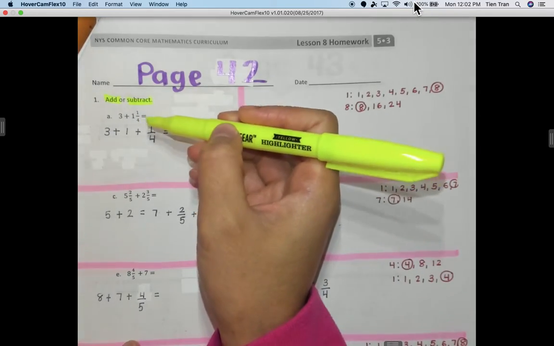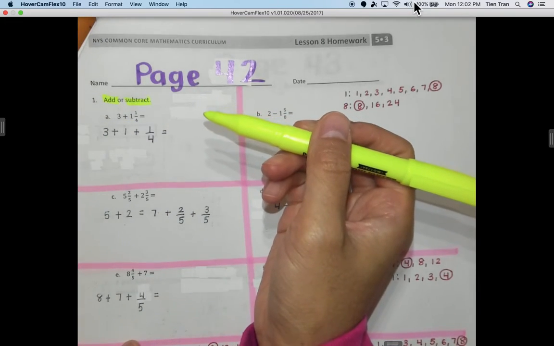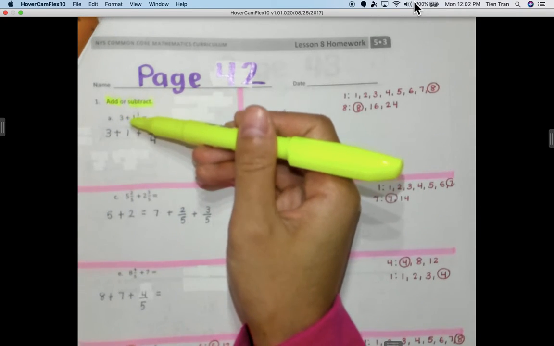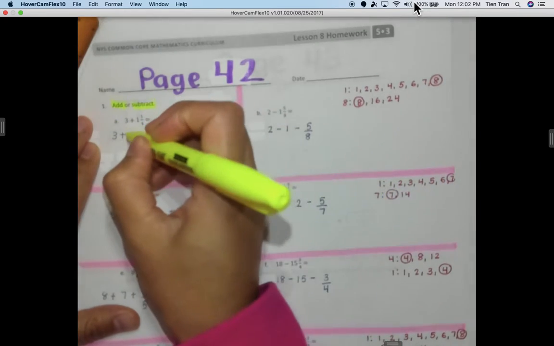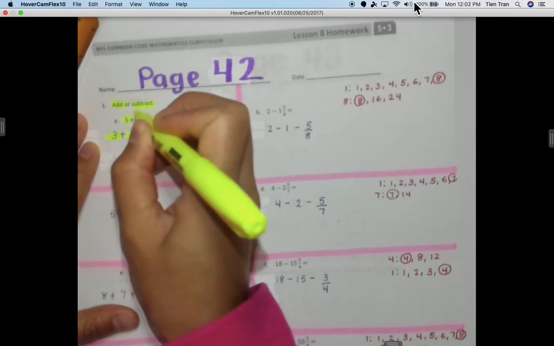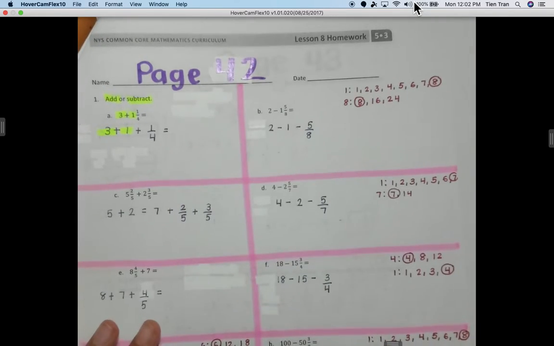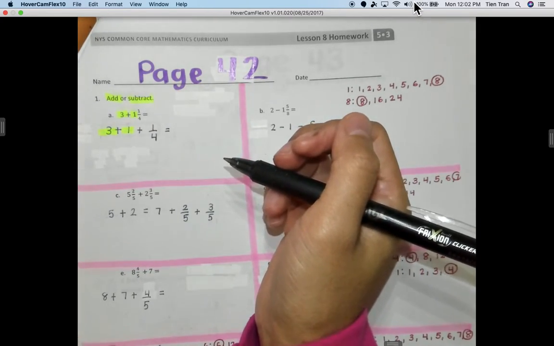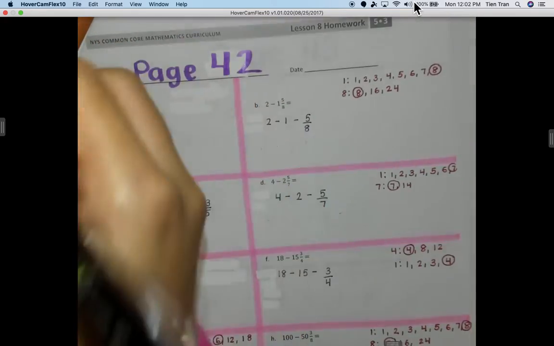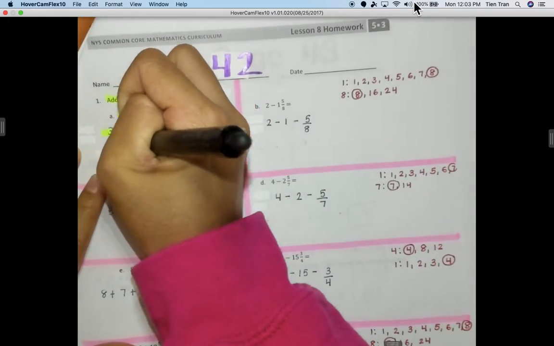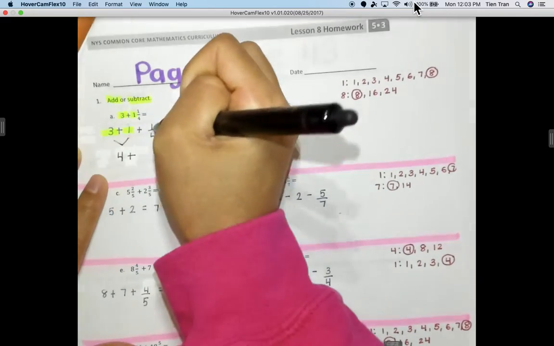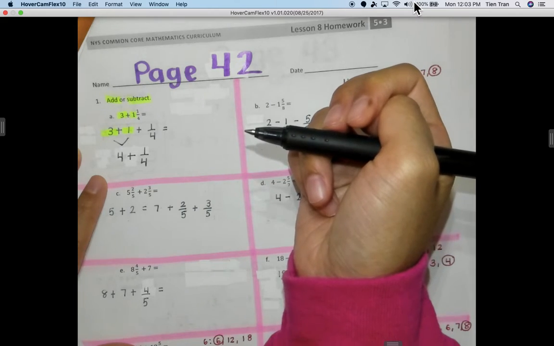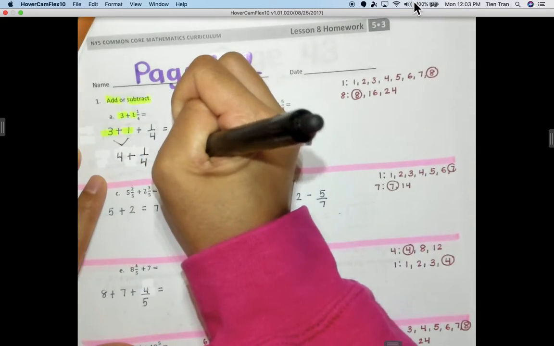So the first thing I did was I separated my whole numbers from my fraction. Notice here that I separated 3 and then I add 1 and then I put the 1 separate from the 1/4. The reason I did that is because I want you to know that they are different. Whole numbers and fractions cannot be added together just like that. So right here, we're going to add 3 plus 1. 3 plus 1 is equal to 4. And then you can add 1/4. And now we can put them together. 4 plus 1/4 is equal to 4 and 1/4.